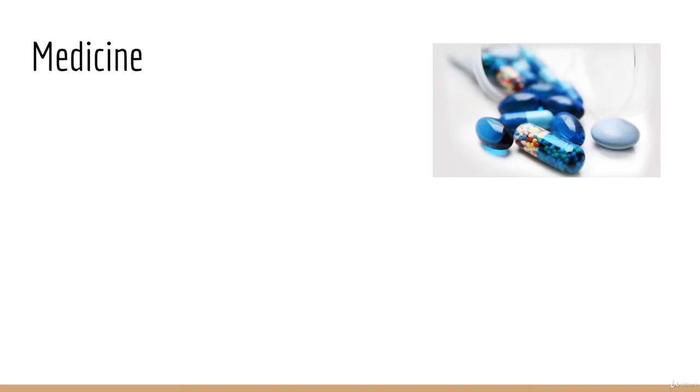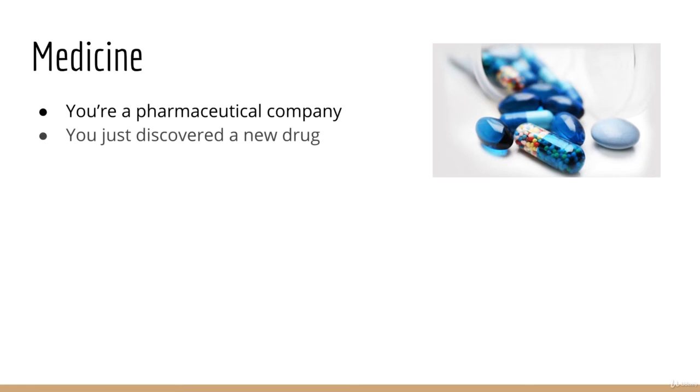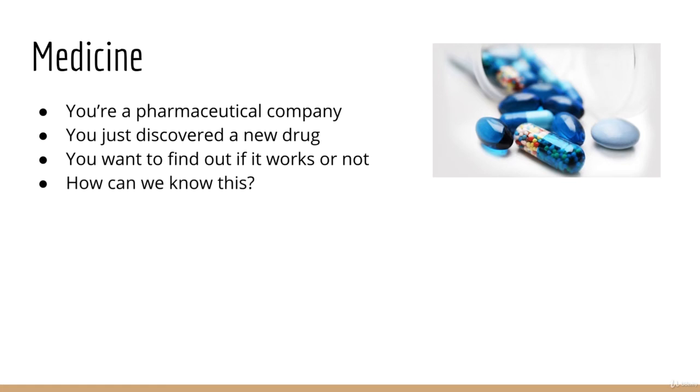Alright, so there's no real order to these examples. They're just what I thought of in the order that I thought of them. The first example is in medicine. Let's say you're a pharmaceutical company. You just made a new drug. You want to know if your drug works or not. If your drug works, then you can bring it to the market and make lots of money. The question is, how do we know whether or not the drug works?